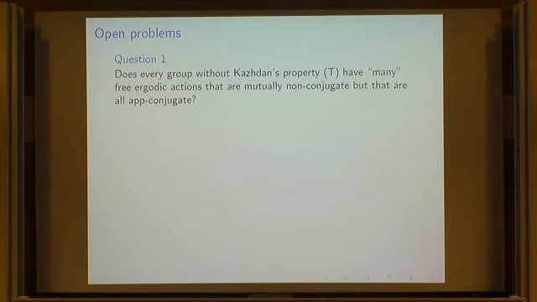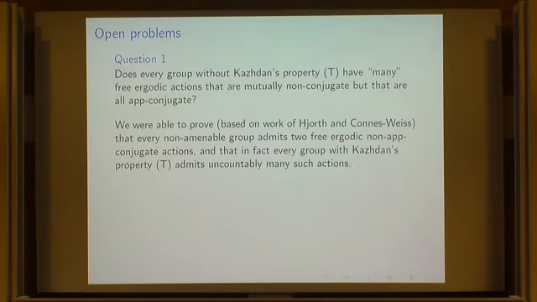A related question is which groups have many non-approximately conjugate actions. Using work of Gregory York and Conwise, we were able to prove that every non-amenable group admits at least two free ergodic non-approximately conjugate actions. For groups without property T, this comes down to the fact that there exists a non-strongly ergodic and a strongly ergodic action, which is what Conwise proved. Also, every group with Kazhdan's property T admits uncountably many non-approximately conjugate actions, because they have uncountably many non-orbit equivalent actions. So they're non-conjugate, hence non-approximately conjugate.